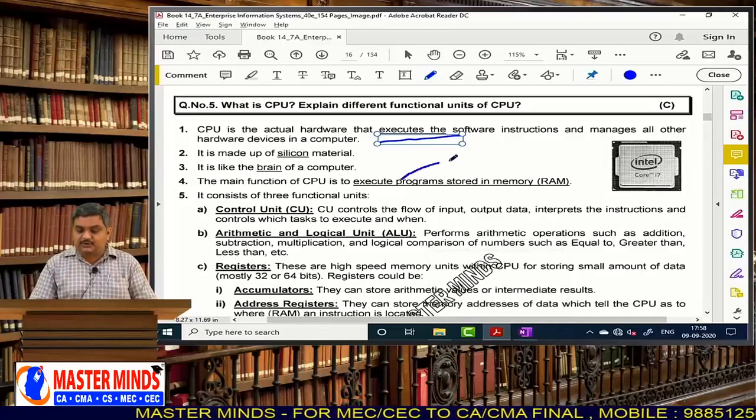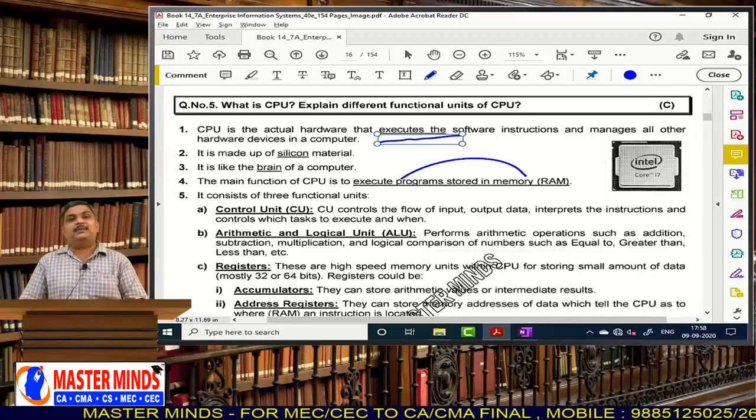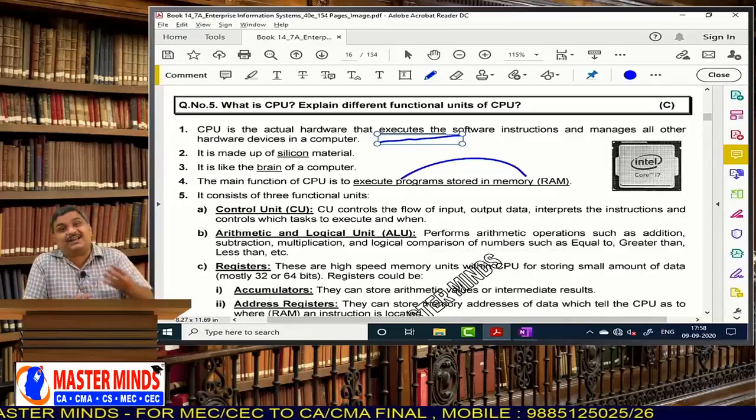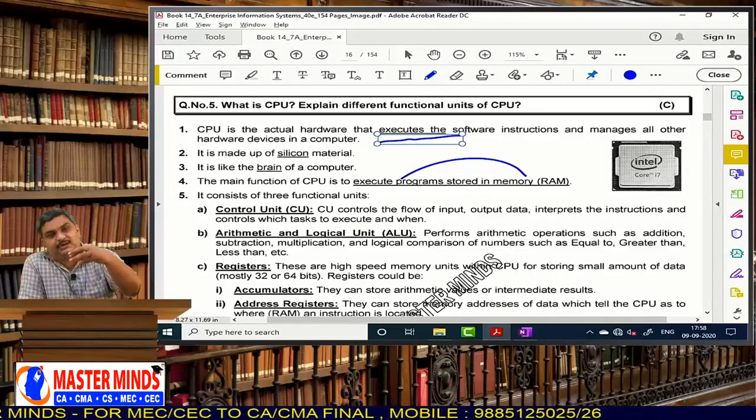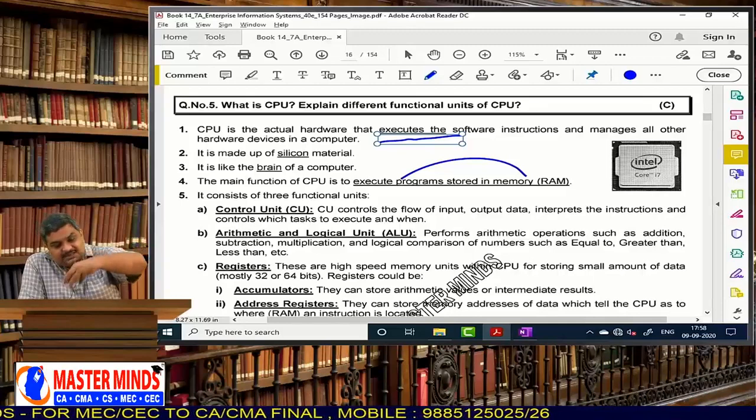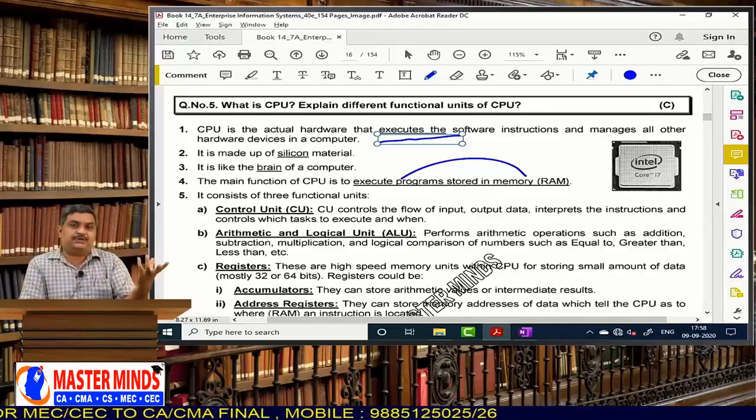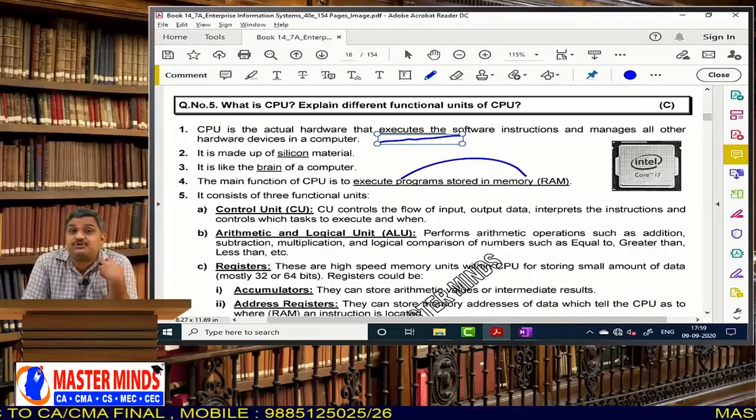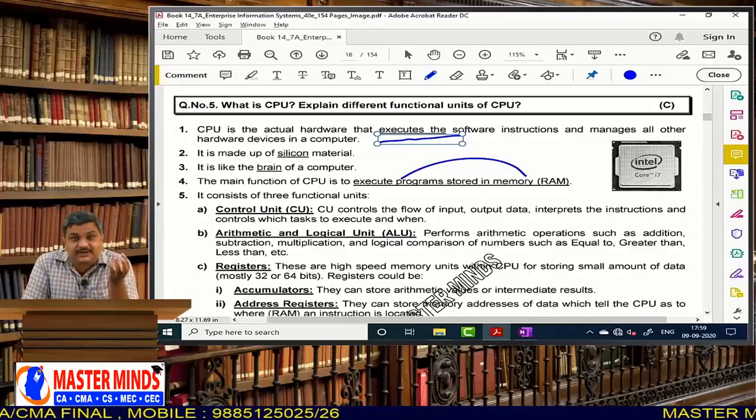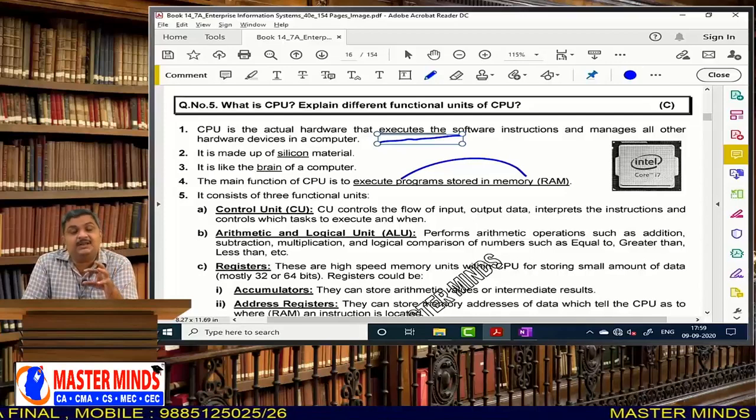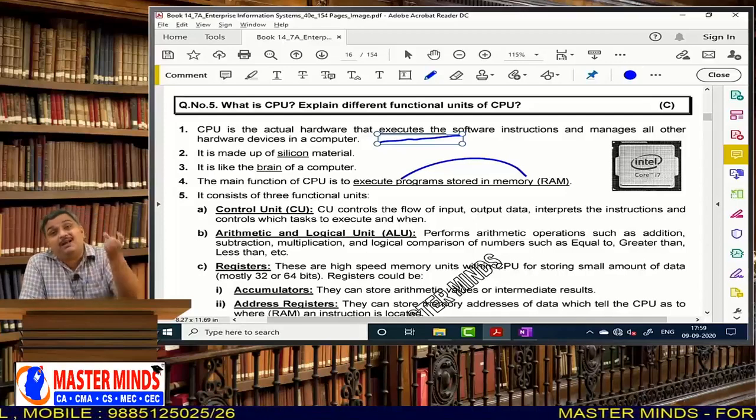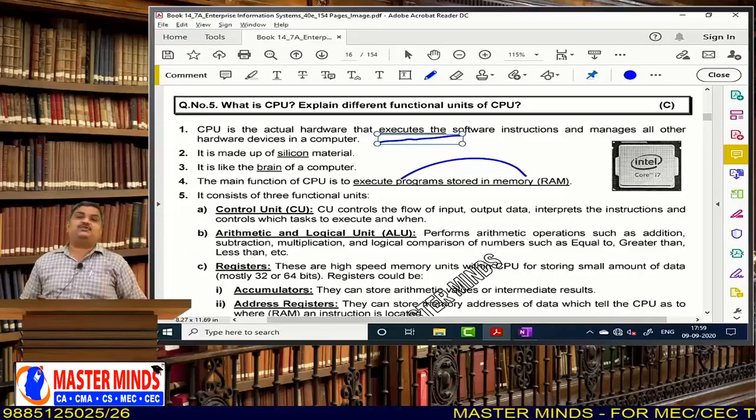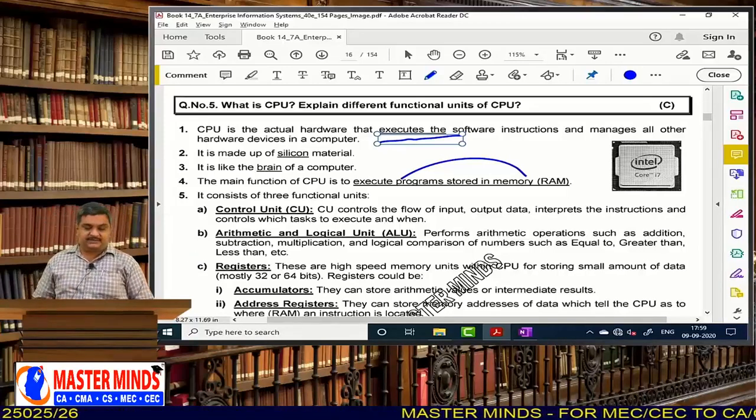The main function of the CPU is to execute programs stored in RAM. That means whatever instructions we give to the computer, first they reach the RAM inside the computer, and from RAM the CPU will take them and execute. You cannot directly give your instruction to the CPU. Whatever instruction you give to the computer first gets stored in the RAM, and from RAM the CPU accesses the instruction. That is what you need to understand.